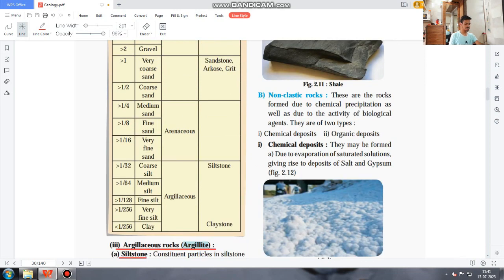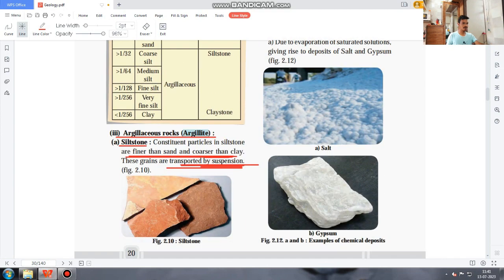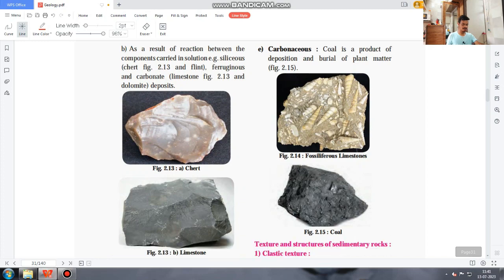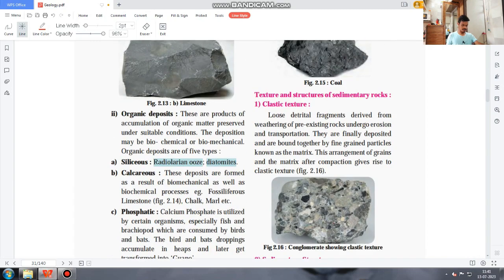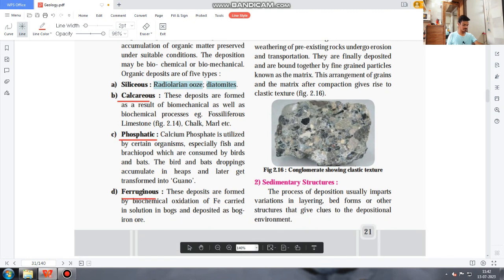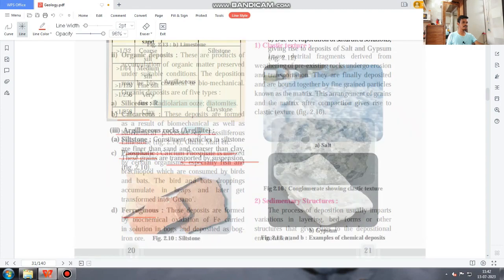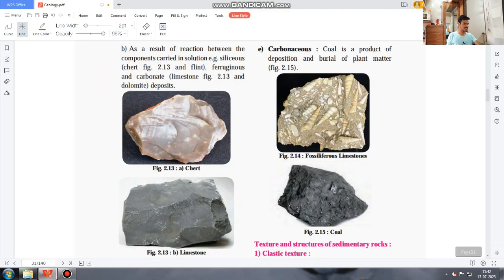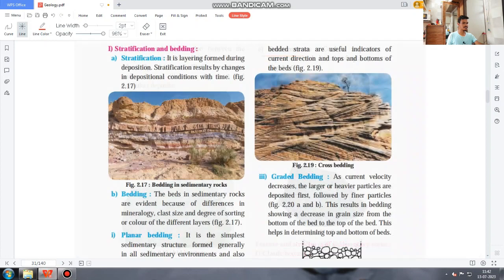Non-clastic: I'll tell you what is important. Come to the next page. Come down. Organic deposits are important; chemical deposits are not that important. Organic deposits are calcareous, phosphatic, ferruginous, and carbonaceous. They basically ask for the examples of these. In my college exam they had asked for the examples. I am marking this.